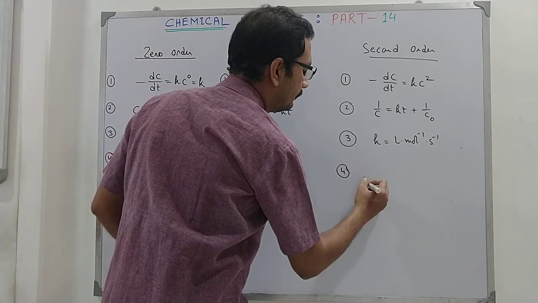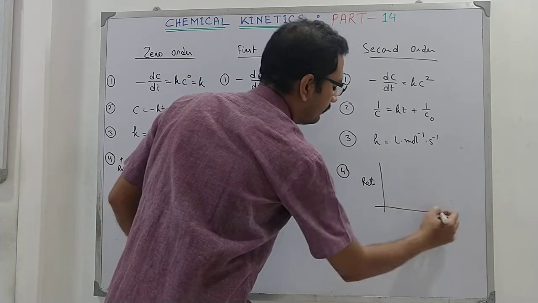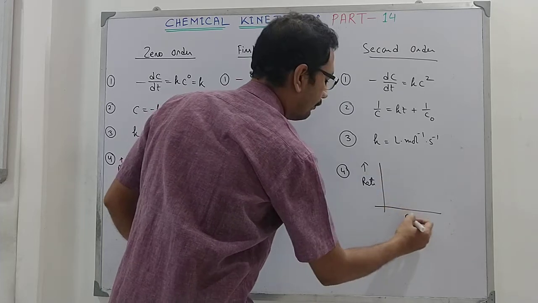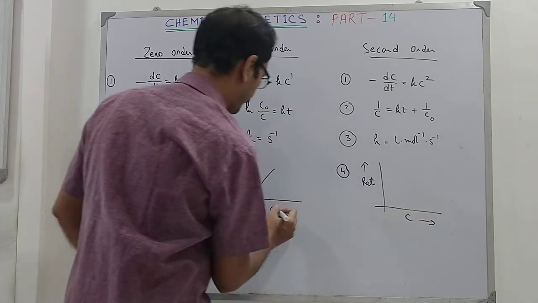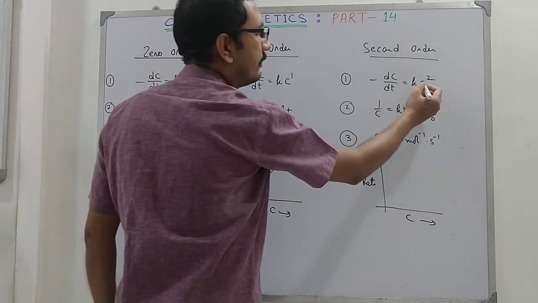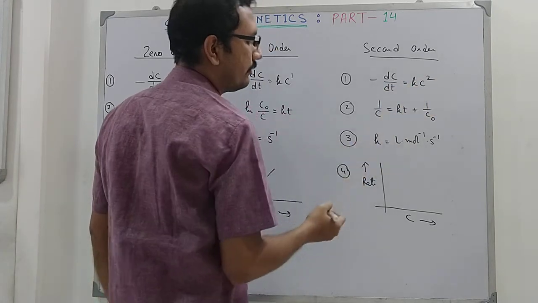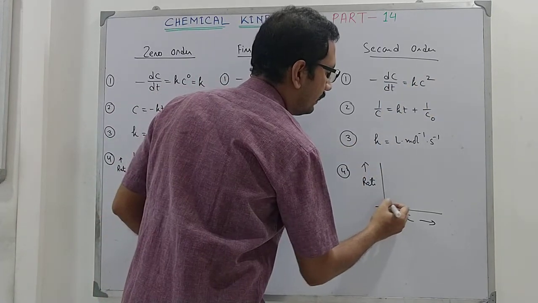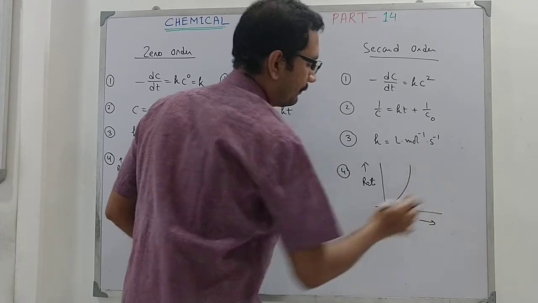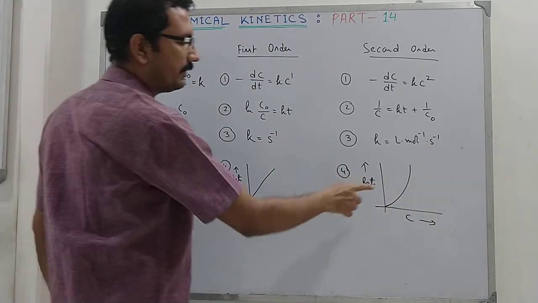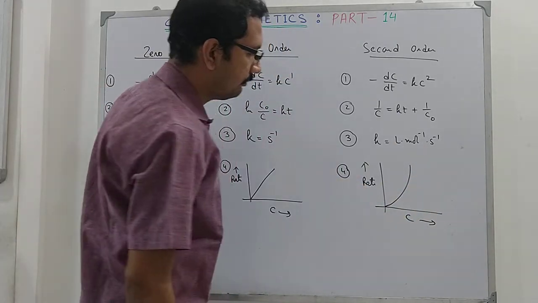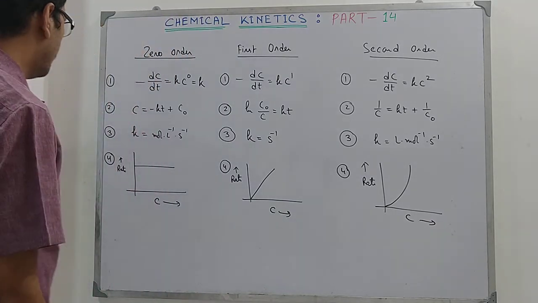Now here, in case of second order reaction, what will be the rate? See, it is c square. So y equal to c square. So it will give the equation of a parabola. So with increase in concentration, rate increases but with respect to its square.